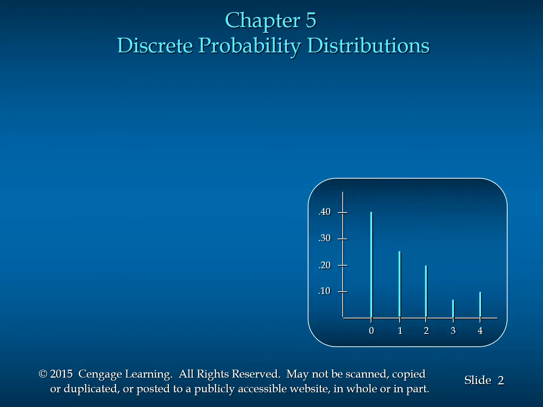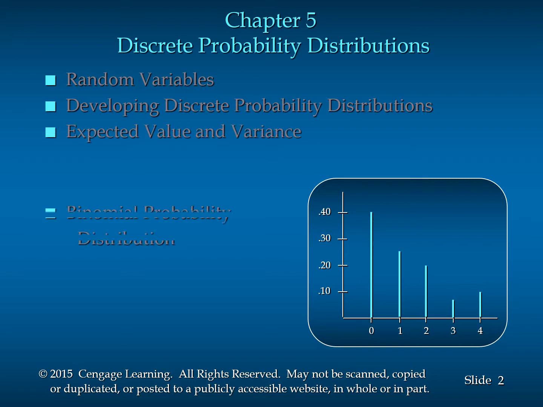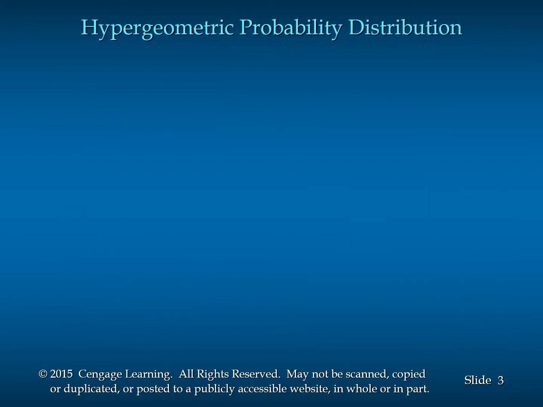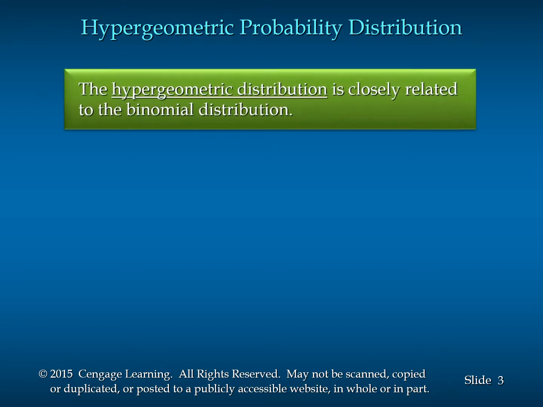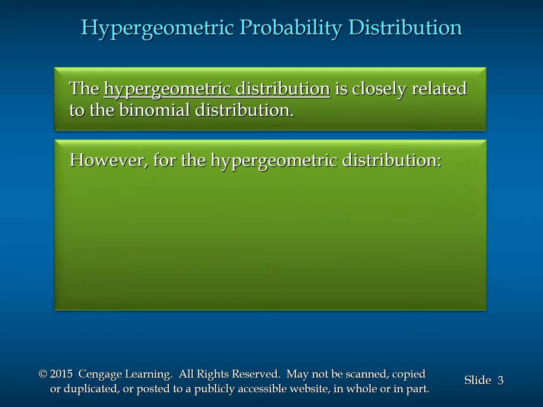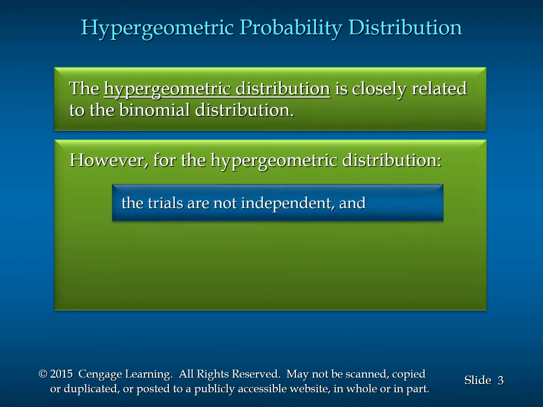The final discrete probability distribution that we will explore is the hypergeometric. It is closely related to the binomial, with only two possible outcomes, but with one key difference. The trials are not independent, and the probability of success changes from trial to trial.